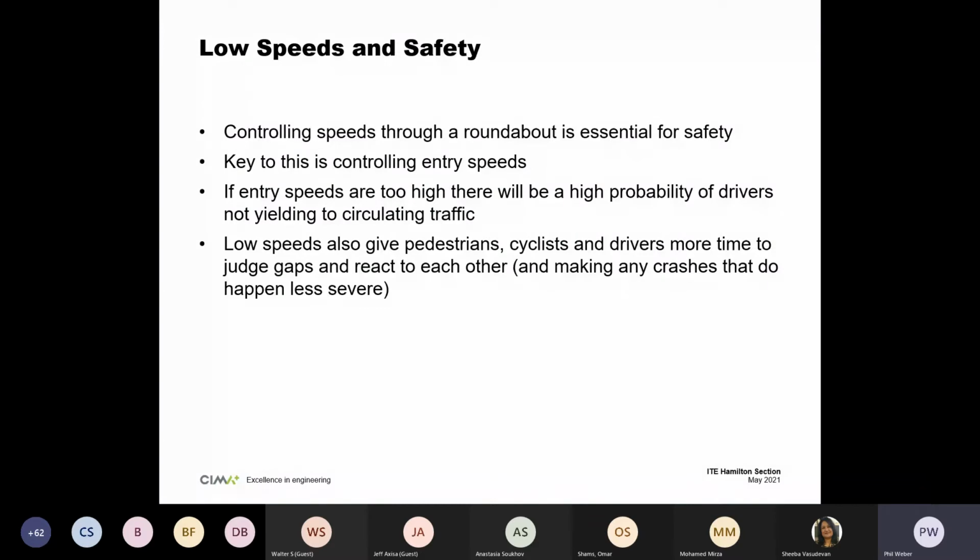So, low speeds and safety. Controlling speeds through a roundabout is essential for safety. Key to this is controlling entry speeds. If entry speeds are too high, there will be a high probability of drivers not yielding to circulating traffic. So the most common crash type at a roundabout is what we call the entry circulating crash. Low speeds also give pedestrians, cyclists, and drivers more time to judge gaps and react to each other, making any crashes that do happen less severe. So low speeds are the key, and low entry speeds are the most important of all.